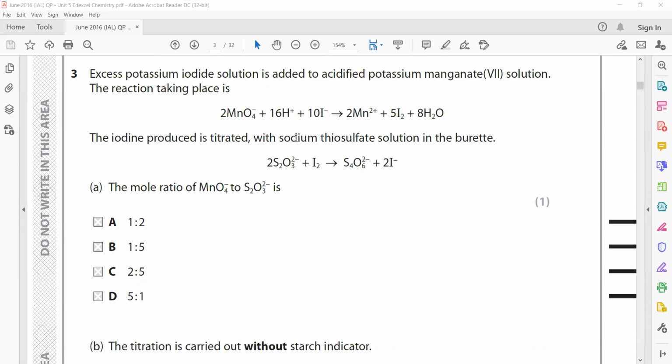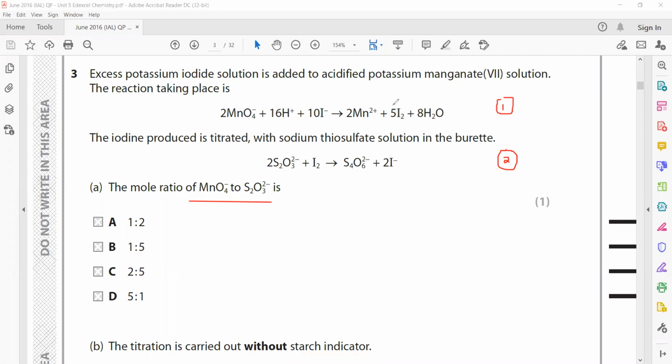The next question: excess potassium iodide solution is added to acidified potassium manganate. The reaction has taken place. The iodine produced is titrated with sodium thiosulfate from a burette. The mole ratio of MnO4 ion to S2O3 ion. So how can we work out the mole ratio? We need a combined equation from 1 and 2 which does not include iodine. So how do we remove iodine?